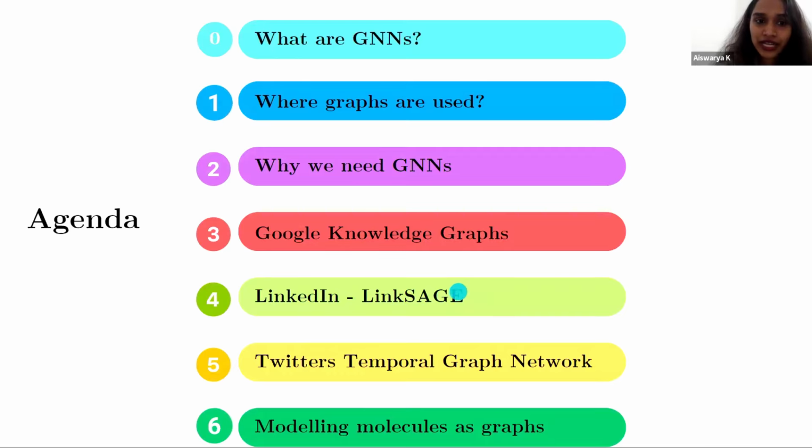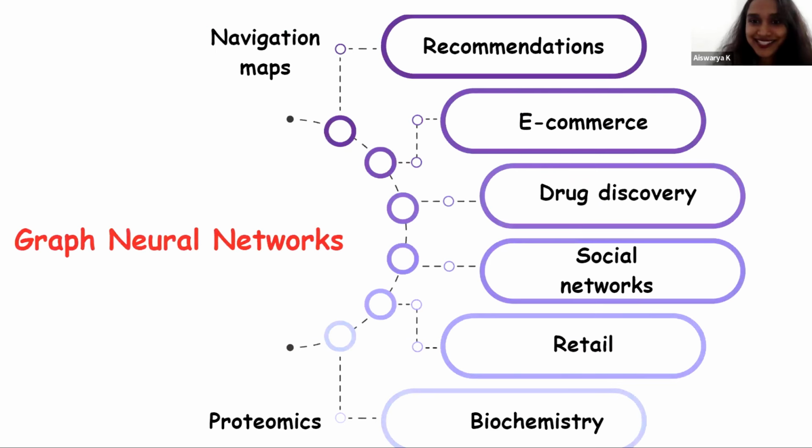So this is the goal or agenda of today's webinar. We will start by understanding what graphs are, why they are everywhere around us, where graphs are used, why we need graph neural networks. We will understand about Google Knowledge Graphs, LinkedIn's LinkSage, how Twitter's temporal graph network works, and how Twitter is using GNNs. We will see how molecules are modeled as graphs. And we will also have a question and answer session at the end of the webinar, so we can make it an interactive one. So let us get started.